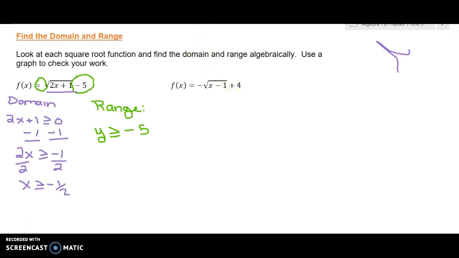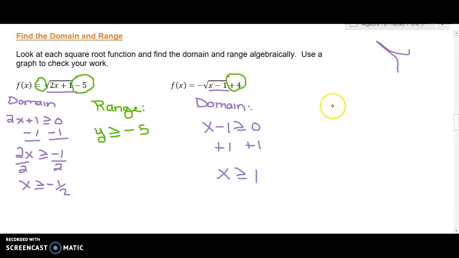So in this example, we're going to do domain. And to find the domain, I'm going to look at what's under the radical. So x minus 1, and I'm going to set that greater than or equal to 0. I'm going to add 1 to both sides. So our domain is x is greater than or equal to 1. And then our range is the number outside here. So I'm going to write the 4. And then I'm going to look at this sign here, and that says if it's negative, then y is less than or equal to 4.